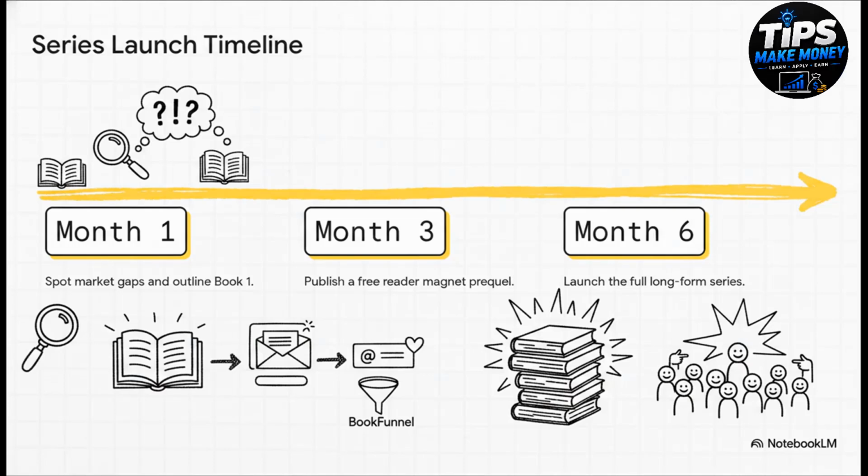Around month 3, you publish a free reader magnet, like a short prequel novella, using a platform like BookFunnel to collect email addresses. By the time month 6 rolls around and you launch your full long-form series, guess what? You already have an eager list of subscribers just waiting to buy.